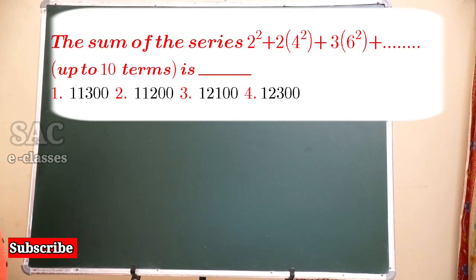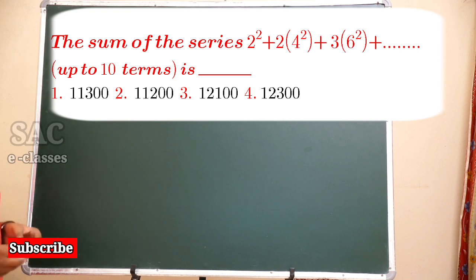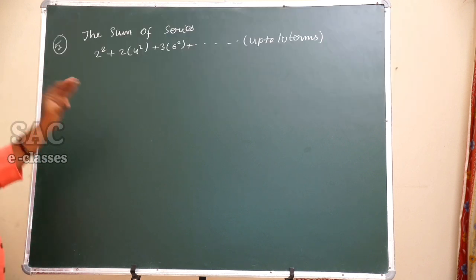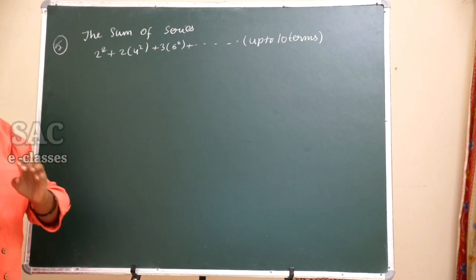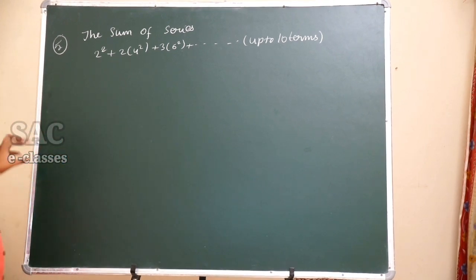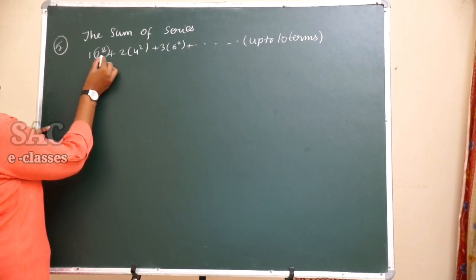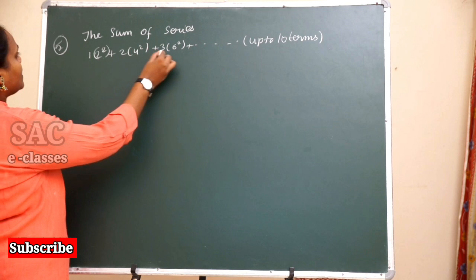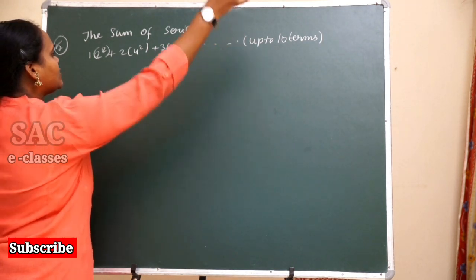Now we are in the fifth problem. The sum of the series 2 square plus 2 into 4 square plus 3 into 6 square and so on up to 10 terms, what will be the sum? You know the procedure. Whenever you want to find out the sum of this kind of series, at first you should find out the nth term of this one. To guess the nth term, can I write 1 into 2 square? Yes, 2 into 4 square, 3 into 6 square, nothing but the 10th term is 10 into some term.